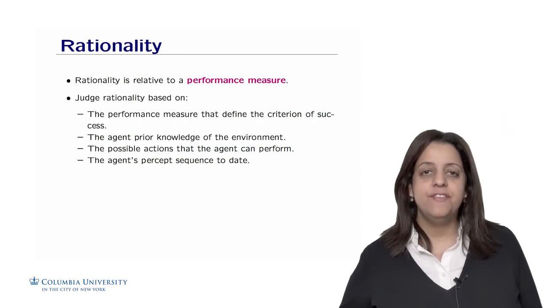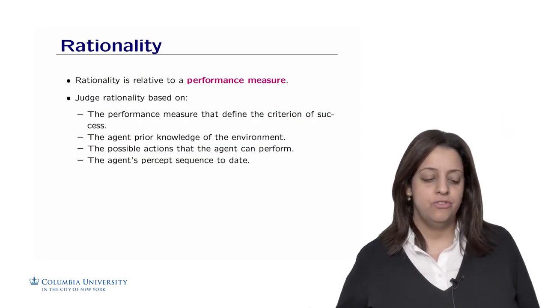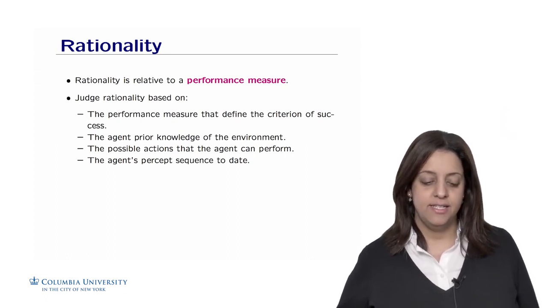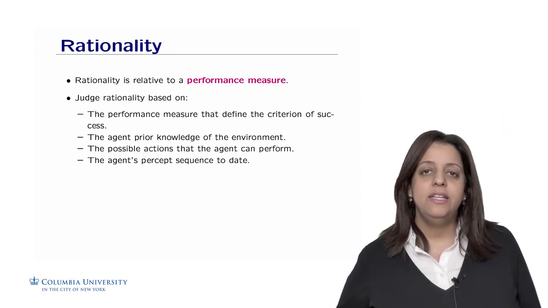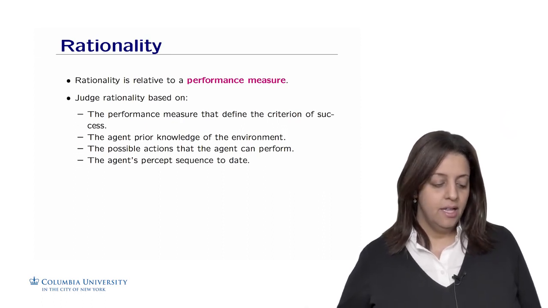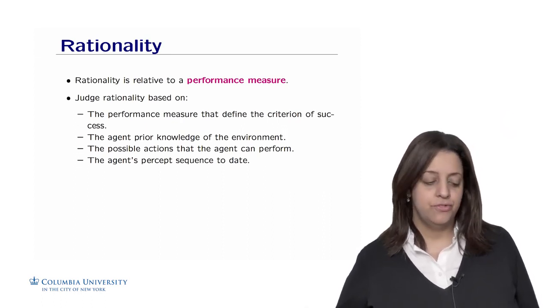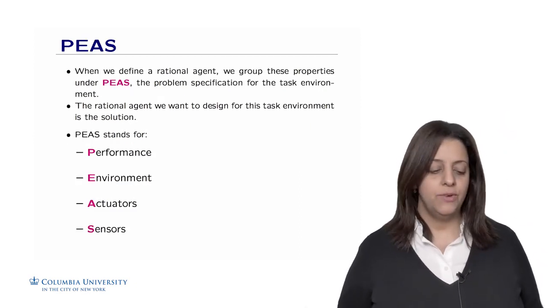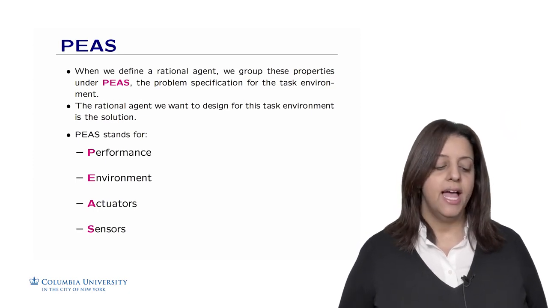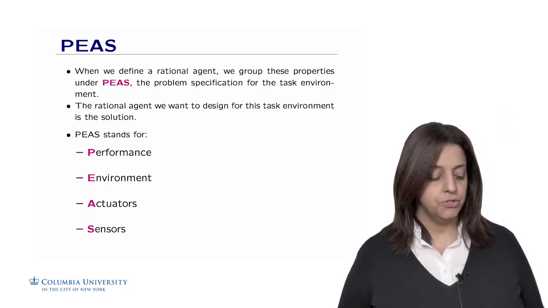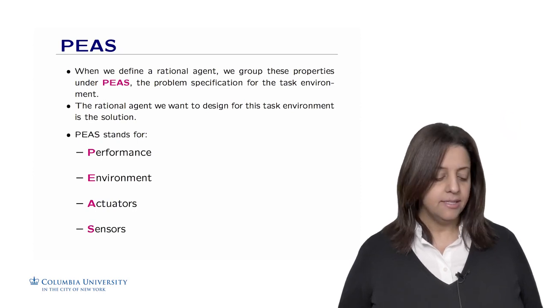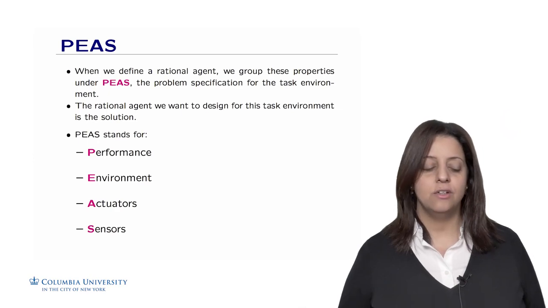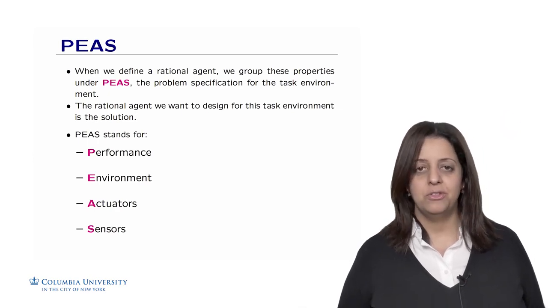More specifically, we define rationality relative to a performance measure, and we judge rationality based on the performance measure that defines the criterion of success, the agent's prior knowledge of the environment, the possible actions that the agent can perform, and finally the agent's percept sequence to date. So when we define rational agents, we group these properties under the acronym PEAS, which stands for performance, environment, actuators, and sensors, which is the problem specification for the task environment that the rational agent is meant to solve.